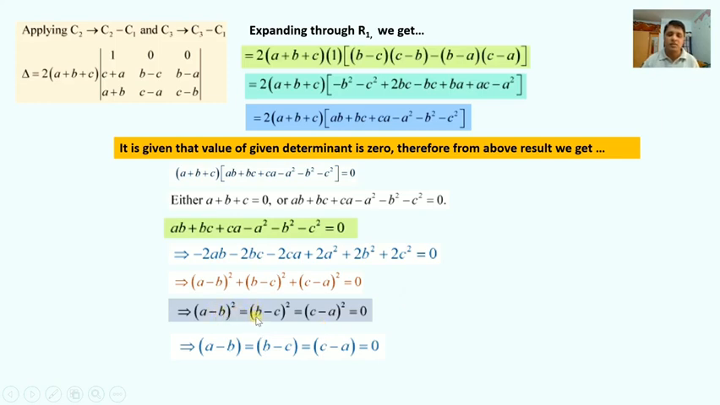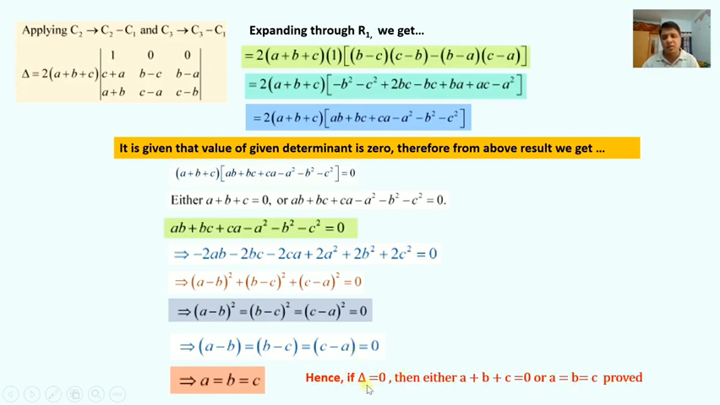If A minus B is 0, B minus C is also 0, and C minus A is also 0, that means all three are equal to 0. So A minus B is equal to B minus C is equal to C minus A is equal to 0. Hence, if the determinant is equal to 0, then either A plus B plus C, that is the first factor, is equal to 0, or the second factor gave us A is equal to B is equal to C. Hence proved. Remember, this was a very important question, and you should try it twice, thrice.